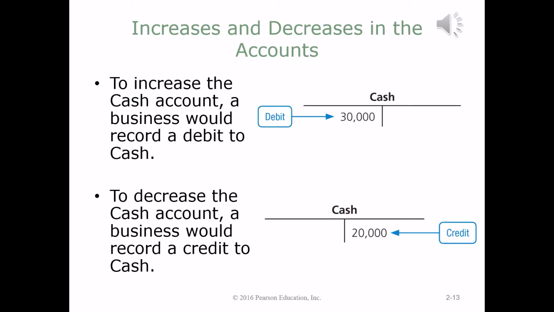Here's how a T account works. Because cash is a normal debit balance, we increase the cash account by debiting. That's on the left side. If we want to decrease the cash account, we credit it on the right side. This only works for accounts that have a normal balance of a debit. Accounts with a normal balance of a credit would be done just the opposite.